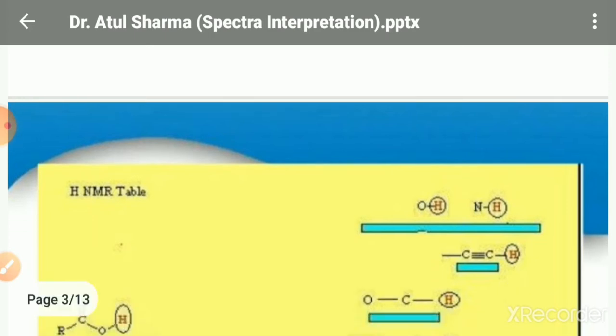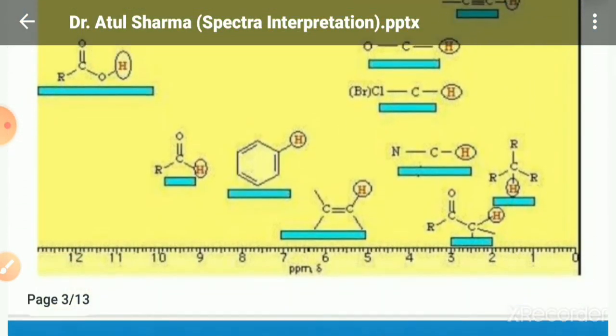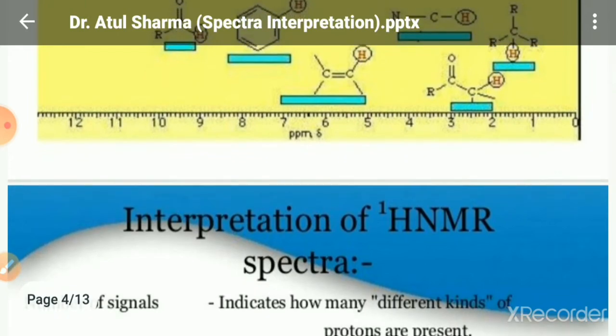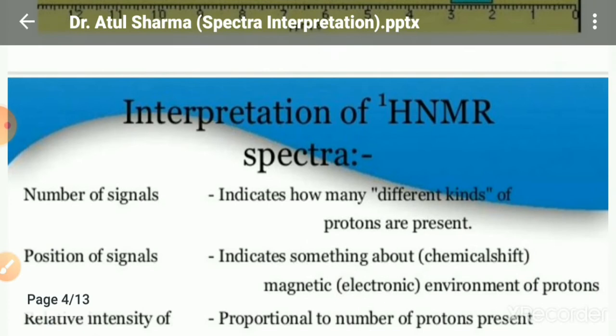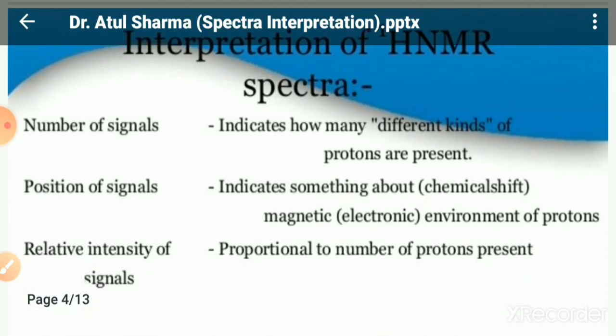NMR H table. Interpretation of H1 NMR spectra. Number of signals indicates how many different kinds of protons are present. Position of signals indicates something about the chemical shift, or magnetic electronic environment, of protons.